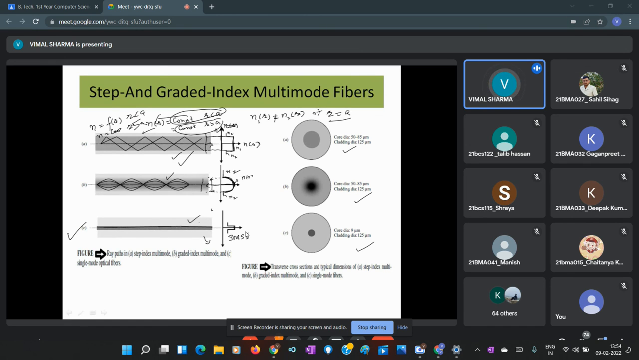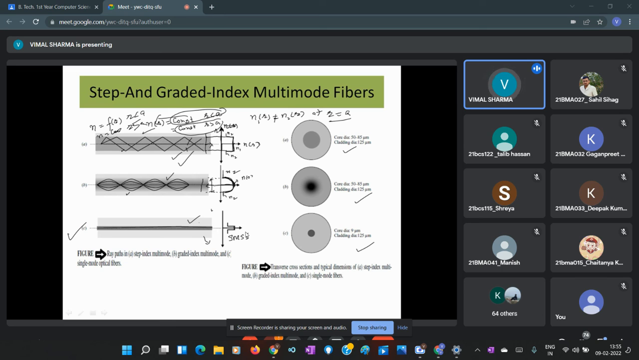And this is multi-mode. There are a number of allowed modes. So this is a multi-mode step index fiber, and this type of fiber is called graded index. We said earlier that refractive index is not the same. It varies gradually. That's why it is called a graded index optical fiber. It is a multi-mode graded index optical fiber. So you can see different modes in this as well as in this.